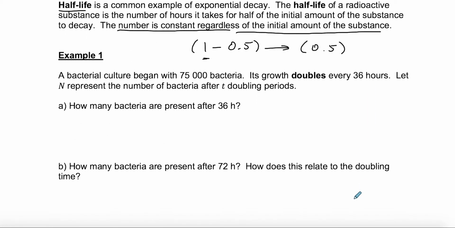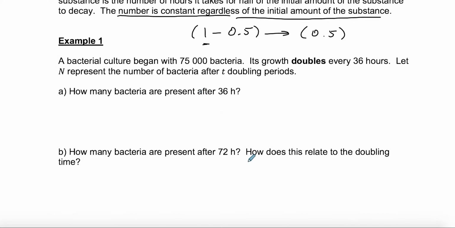Example 1, a bacterial culture began with 75,000 bacteria. Its growth doubles every 36 hours. So we have sometimes this concept of a cycle. One cycle is 36 hours long. Let n represent the number of bacteria and t the doubling periods. So if I had my formula, maybe n would be my final amount. We would have an initial amount, and then we could just change the variables, although it doesn't really matter too much what the variables are to represent.